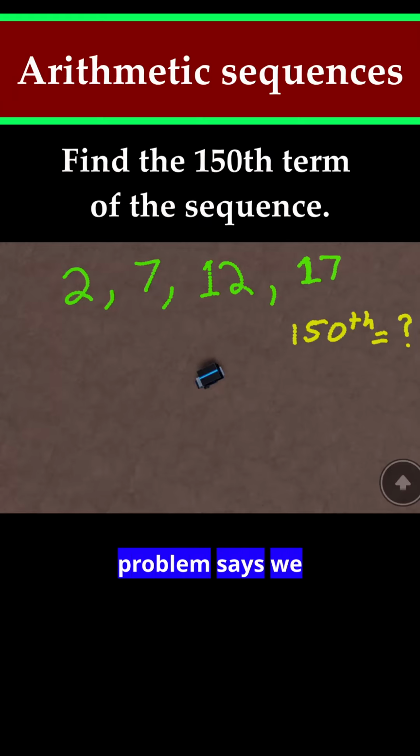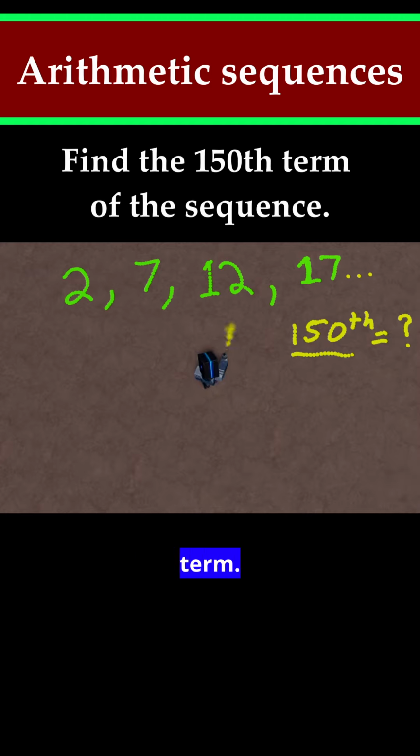Our first problem says we have 2, 7, 12, and 17, and that sequence will go on. And we need to find the 150th term. So I'm going to show you an intuitive way and then the formula that you can use. I'll first start with the intuitive way you can think about this.